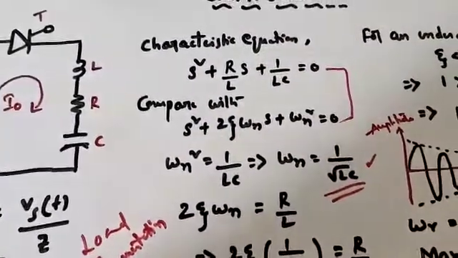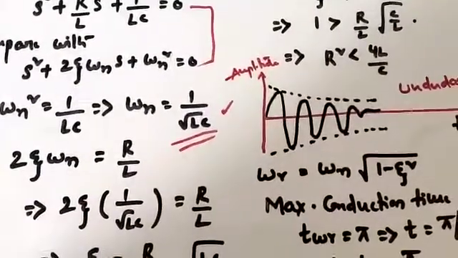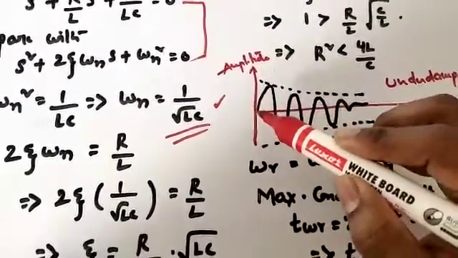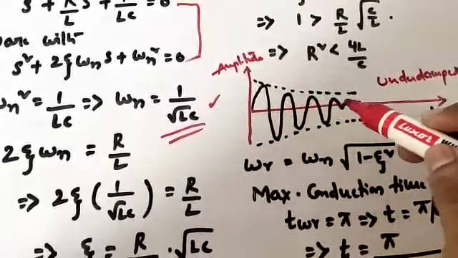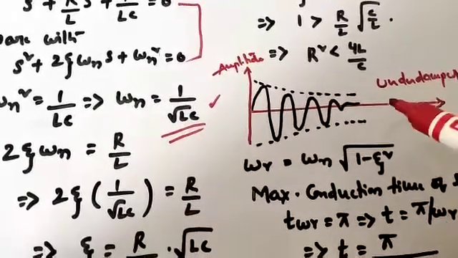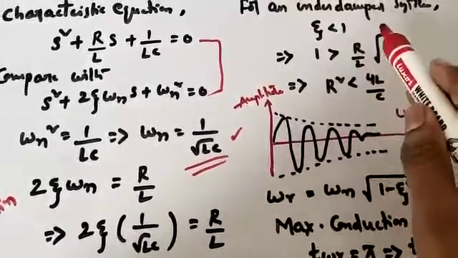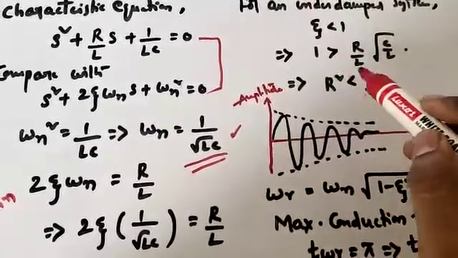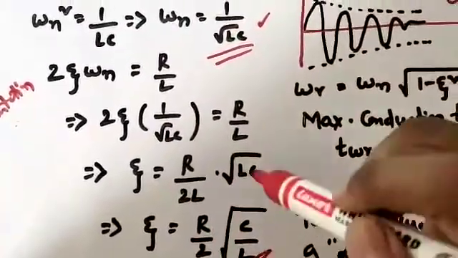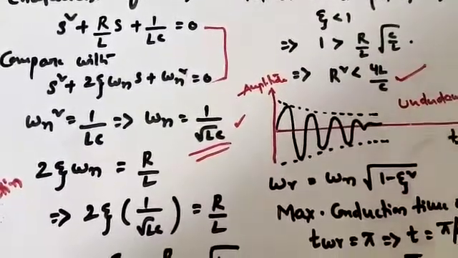Understood? If I talk about the stability of this system, I need to take the underdamped system. If underdamped, how can we say it is a stable one? We have lots of oscillations at the beginning, and finally the oscillations die out. This is an underdamped system, and as we have studied in control systems, for an underdamped system zeta is less than 1. Substituting zeta, which is R by 2 into root over C by L, I get the condition R square is less than 4L by C.